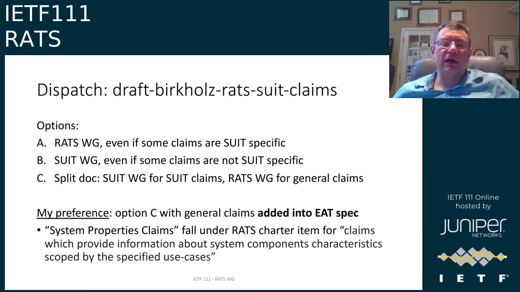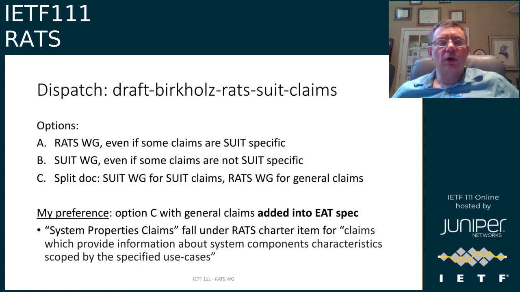There are at least 3 options. One is that RATS should adopt it, but some of those claims, being the ones at the bottom on the previous slide, are really SUIT specific, so you might argue that that's not right. The second option is that the whole document could be adopted in SUIT, and SUIT is actually rechartering to allow things like this. But it has some claims that are not SUIT specific, so that's possible. But the top ones aren't really SUIT specific. They're things that could be usable outside of a SUIT context. So do you really want stuff in a SUIT working group for things that are actually system generic properties?